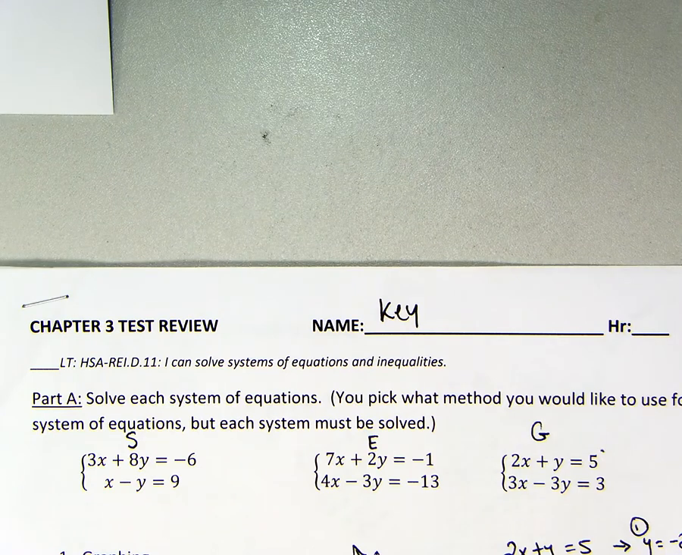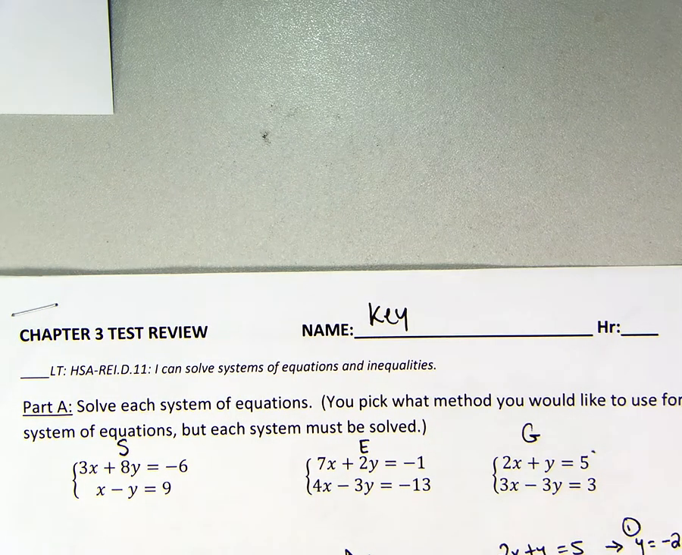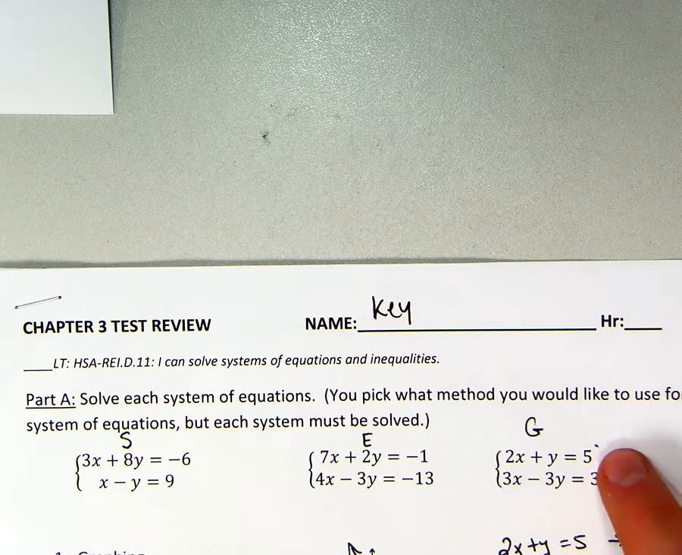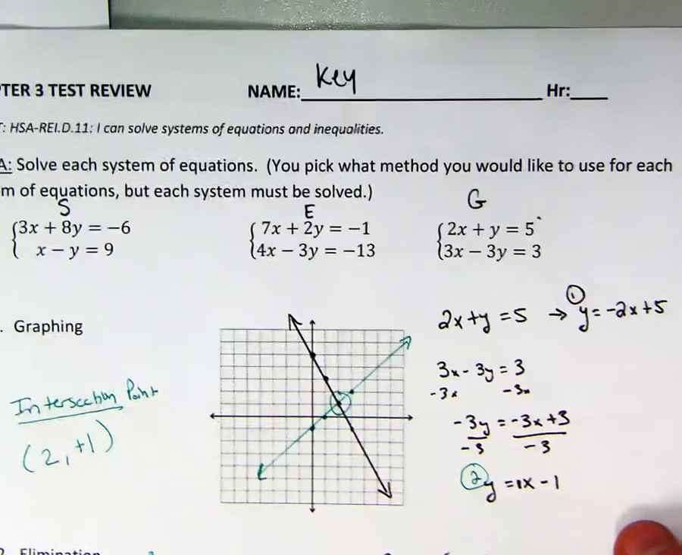We call those systems, and you have to decide, okay, which one do I want to graph, which one do I want to do elimination, and which one do I want to do substitution. I chose to graph this last one. A couple of reasons. One, it's easy to get this into y equals mx plus b form for both of these, and then I can graph them. So just showing you that.